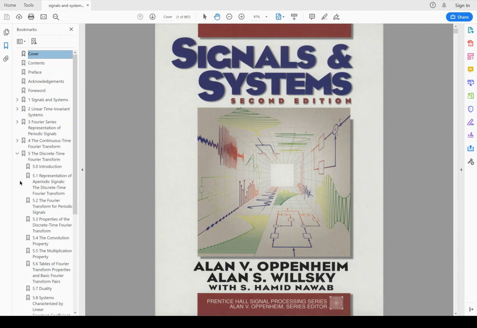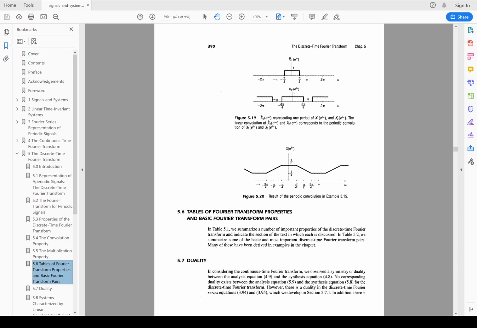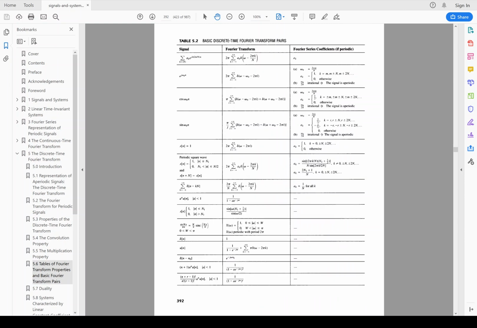And if you notice in my table of contents, this book has a chapter on the discrete time Fourier transform, and then down here, section 5.6, tables of transform properties and basic pairs. So I'm going to go down to that, and I'm actually going to look at the pairs first. And I'll remind you of how it is that we use these properties.